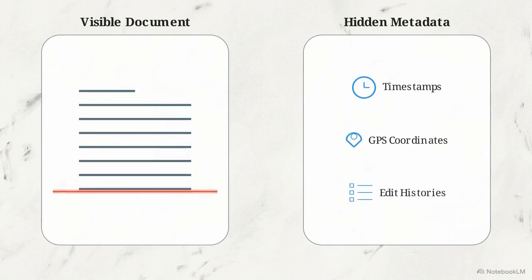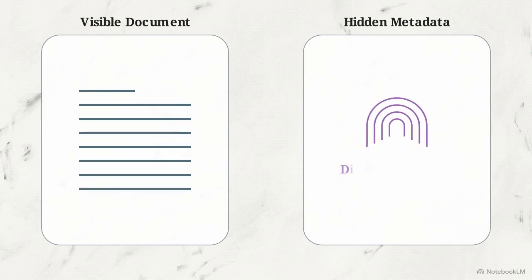This diagram shows how that works. On the left is the document as we see it, and on the right is its metadata. This hidden layer consists of the embedded timestamps, GPS coordinates, and edit histories that serve as a digital fingerprint, proving a file's true origin and timeline.